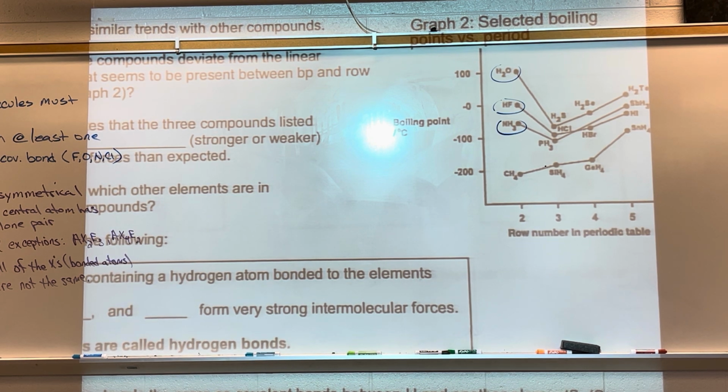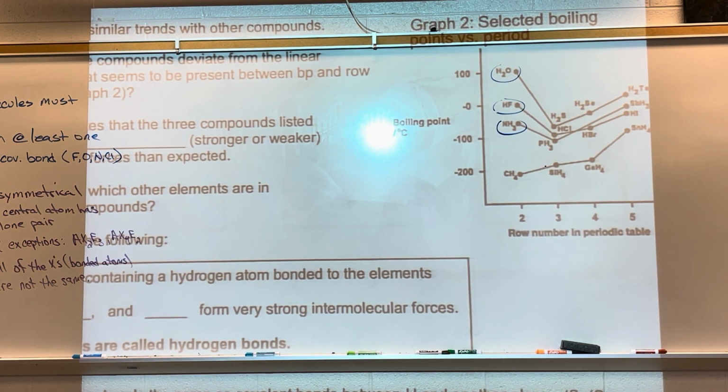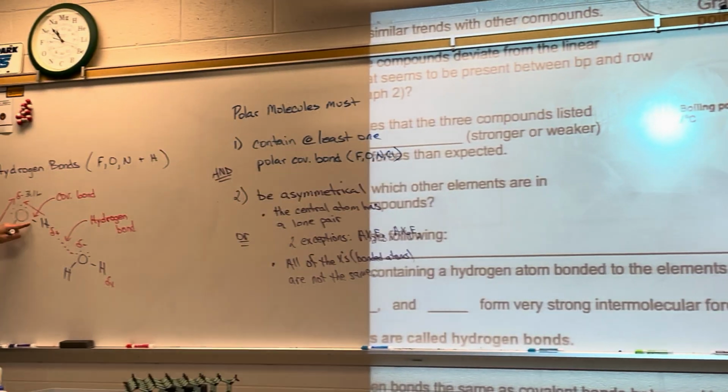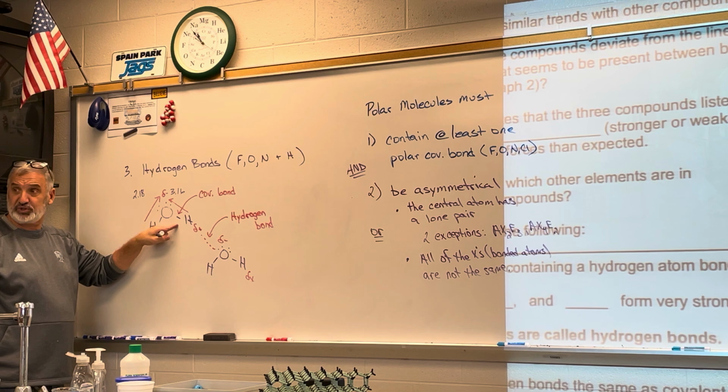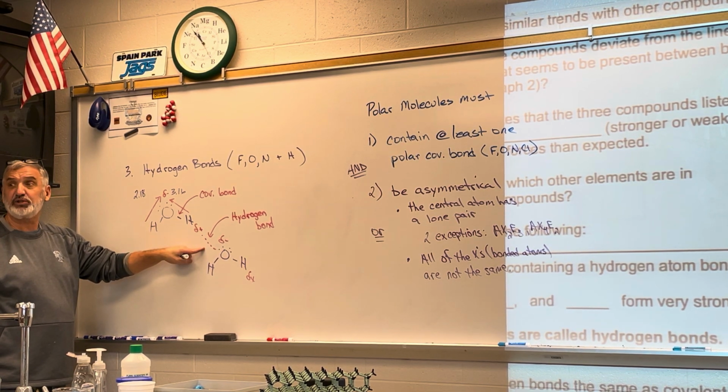What are covalent bonds between? Between elements. And the smallest part of an element is atoms. It's a bond between atoms. Okay? So, a covalent bond is a bond between atoms. A hydrogen bond is a bond between molecules. Which one's stronger? Covalent. Covalent bond is way stronger.